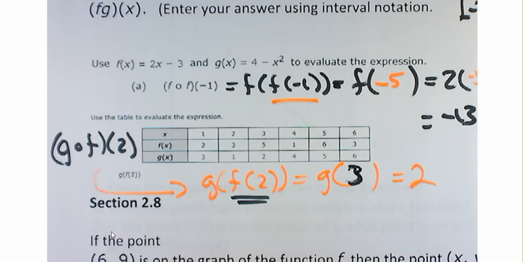I'm still confused in the first one, so where did the negative 5 come from? The one above.